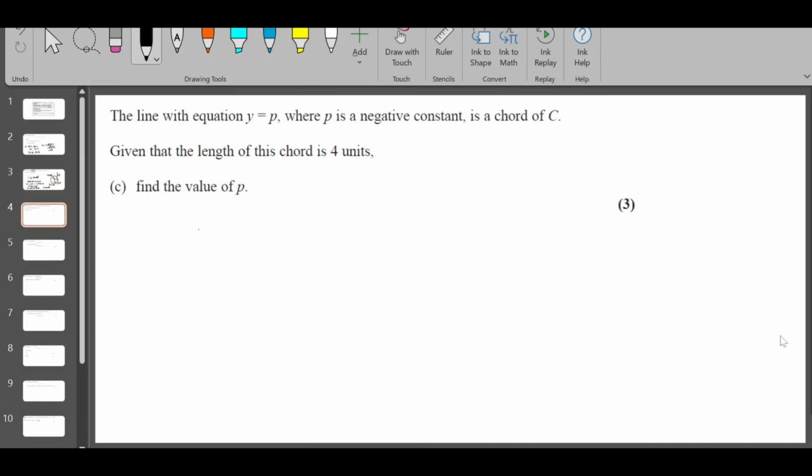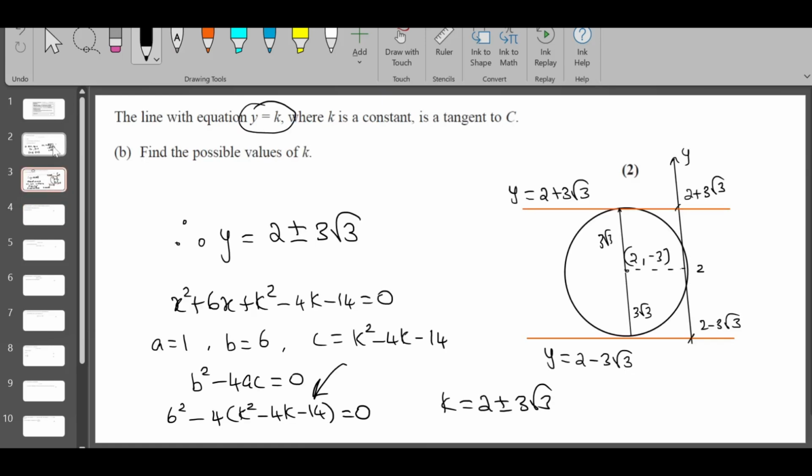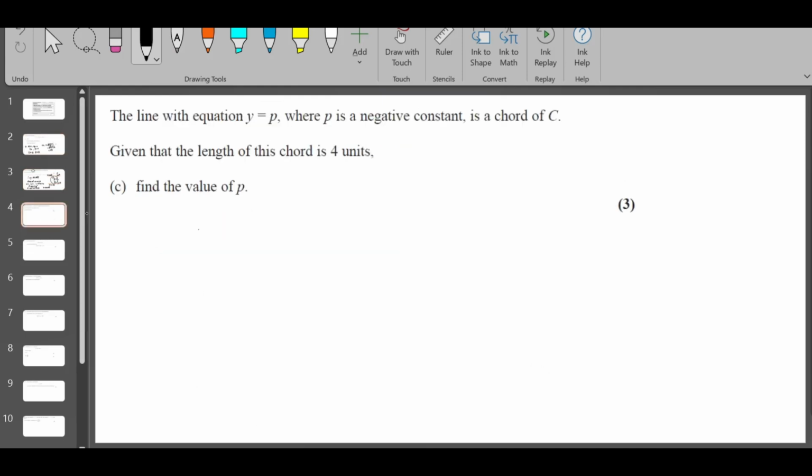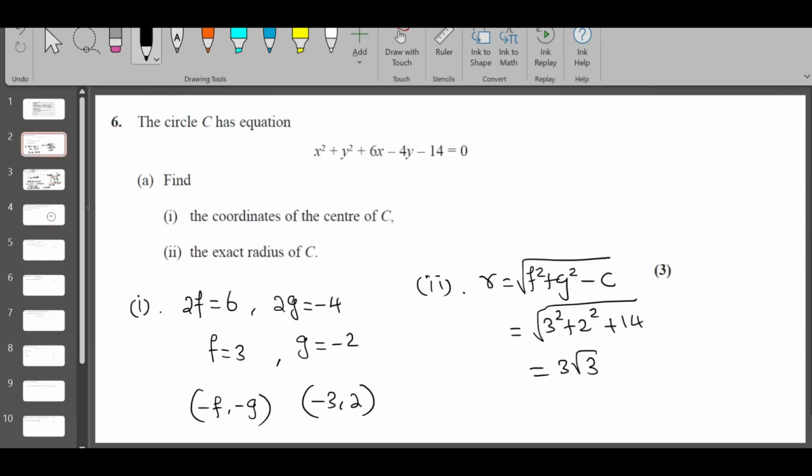Part C now. The line with the equation y equals p, where p is a negative constant, is a chord of C. Given that the length of the chord is 4 units. We know the center of the circle is (-3, 2). So I'm going to draw a little figure to understand this. Let's take a circle with center (-3, 2), and we know the radius is 3 root 3.